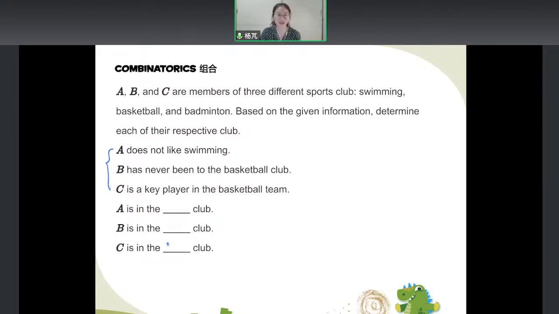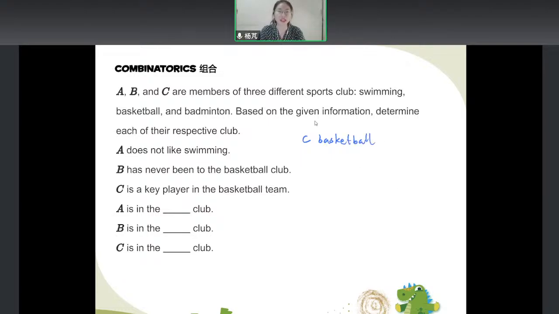Oh, wait a second. Why can't I write it down? Okay, whatever. What about, let me write here. Give me a second. There is something wrong with that. Yeah, C, basketball club. I write it here.